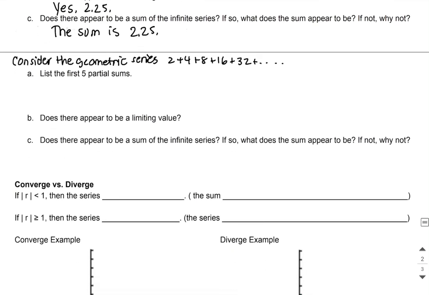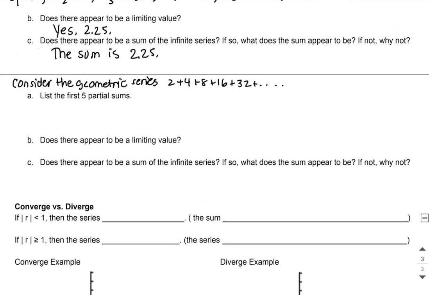The next thing I want to consider is the geometric series 2 plus 4 plus 8 plus 16 plus 32 plus and so on. I'm going to list the first 5 partial sums here as well. The first one is 2. The second one is 6. The third partial sum is 14. If I add the first 4 numbers together, I get 30. And if I add the first 5 numbers together, I get 62.